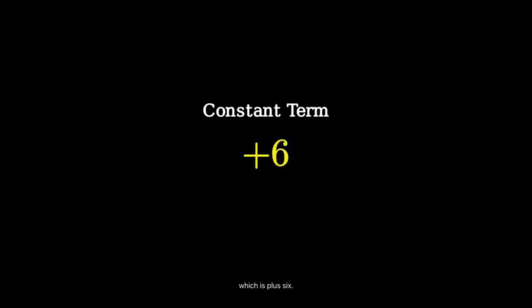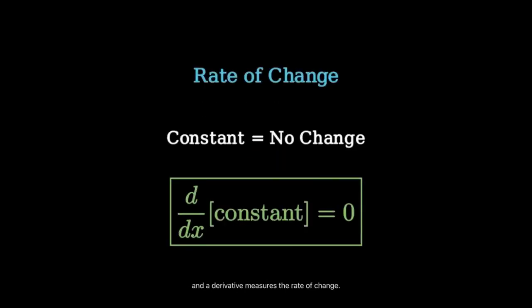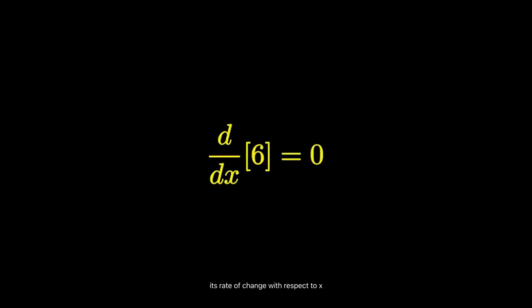Finally, we need to handle the constant term, which is plus 6. Here's an important rule to remember. The derivative of any constant is always 0. This makes sense because a constant doesn't change, and a derivative measures the rate of change. Since 6 doesn't depend on x at all, its rate of change with respect to x is 0.